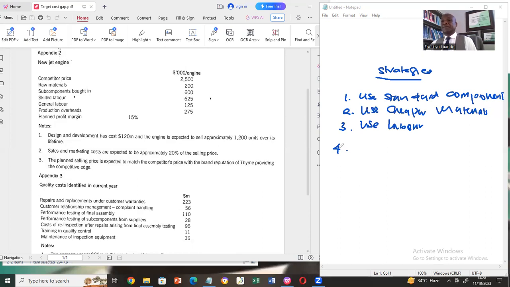Number four, eliminate activities which do not add value. Eliminate activities which do not add value.